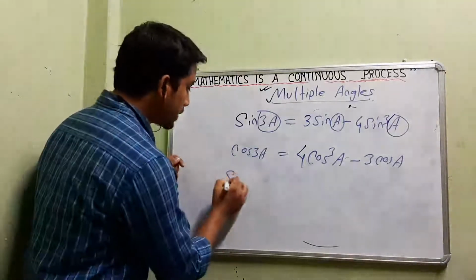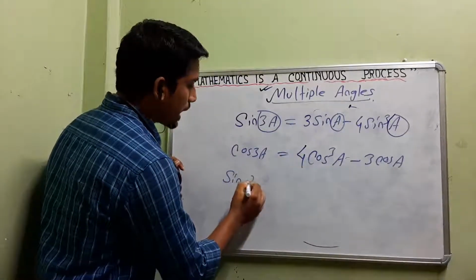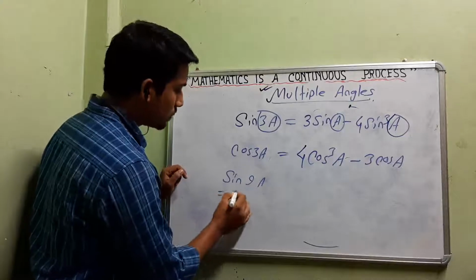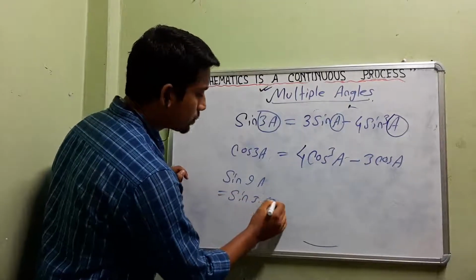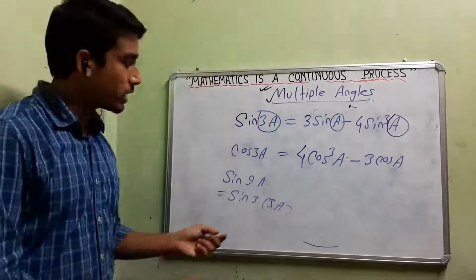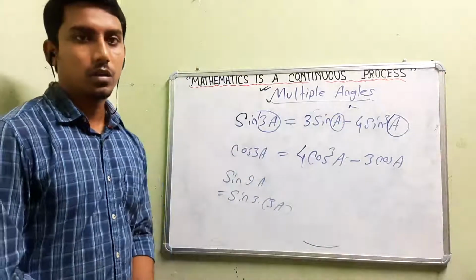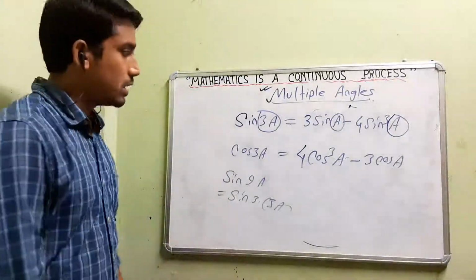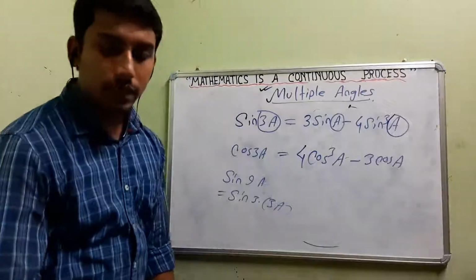Sometimes it may be needed to calculate sin 9A. At that time you will do it like sin 3 into 3A. In this way you will break it and use the same format. Continuously we can break it. So these are the formats for sin 3A and cos 3A.